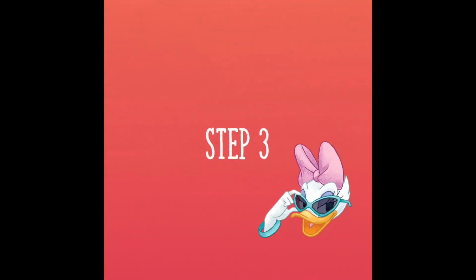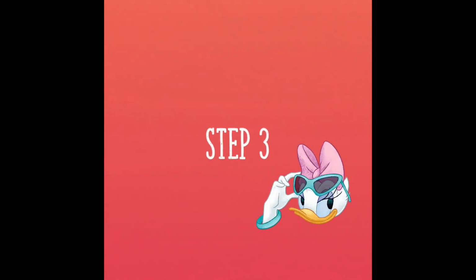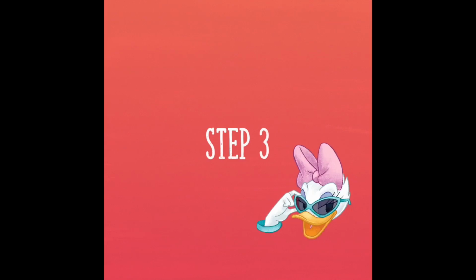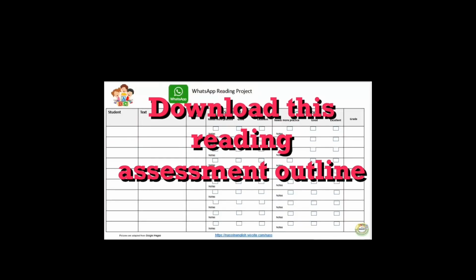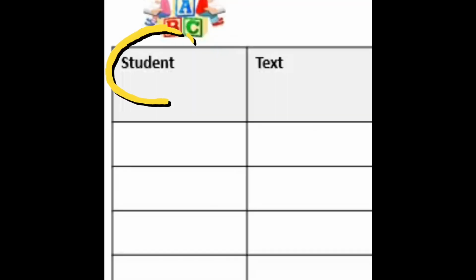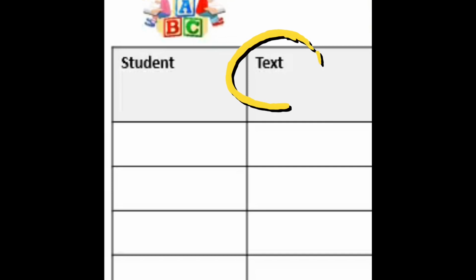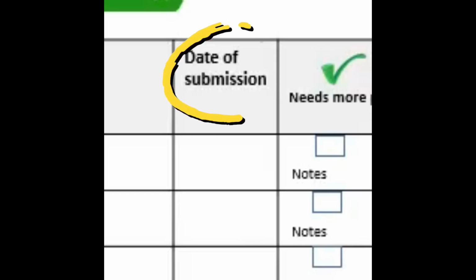The next step is basically the assessment of the students' reading of the text, and all you need to do is just to download the outline that I'm going to share right now and explain in a bit, and you get to track and see the progress of each student. So in this outline you would see that you have to fill out this information: the name of the student, the text that student chose to read, and the date of submission.